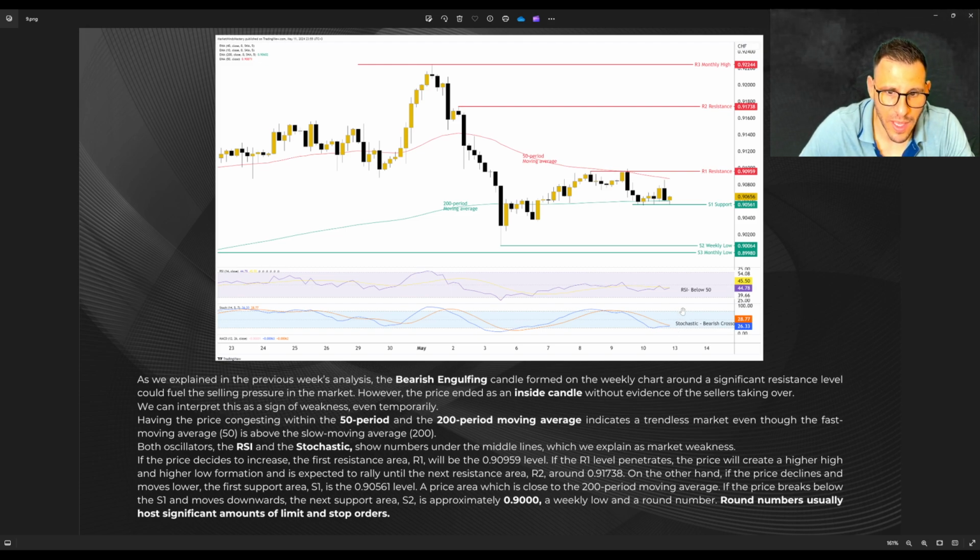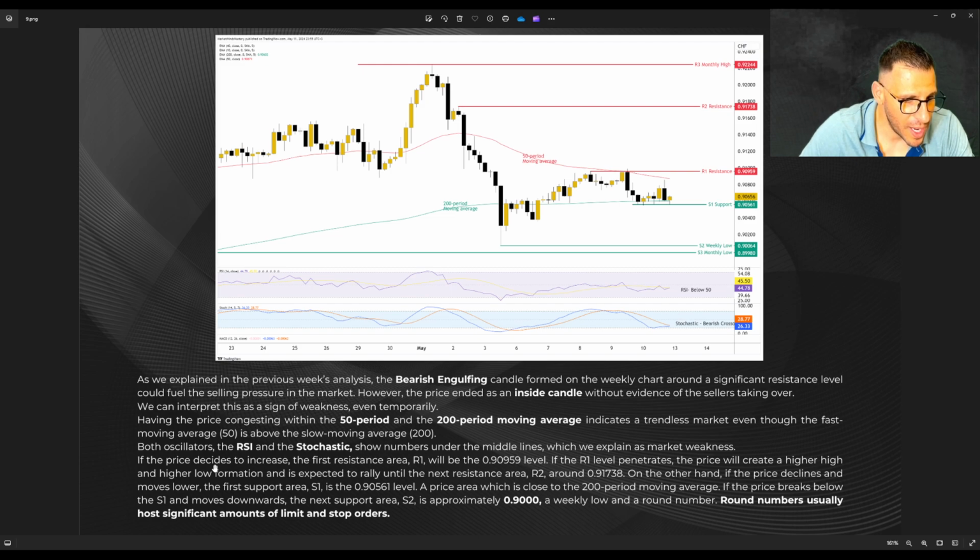So what else could we use at this point? The RSI at the top and the stochastic at the bottom. Both the RSI and the stochastic show numbers under the middle lines, which is explained as market weakness, because we see that the bearish candles are longer at this point than the bullish candles. So the stochastic and the RSI both move below their middle lines.